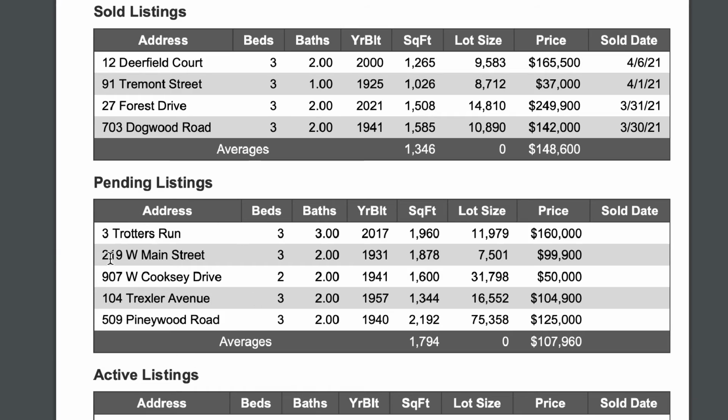But looking at these comparisons is what helps you to determine value. And once you find some that look similar, then these are your comparables and these are the ones that are most important to you.